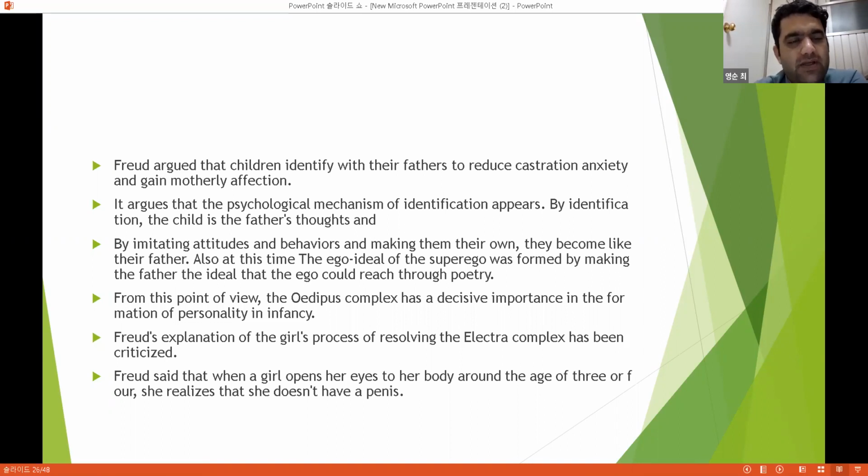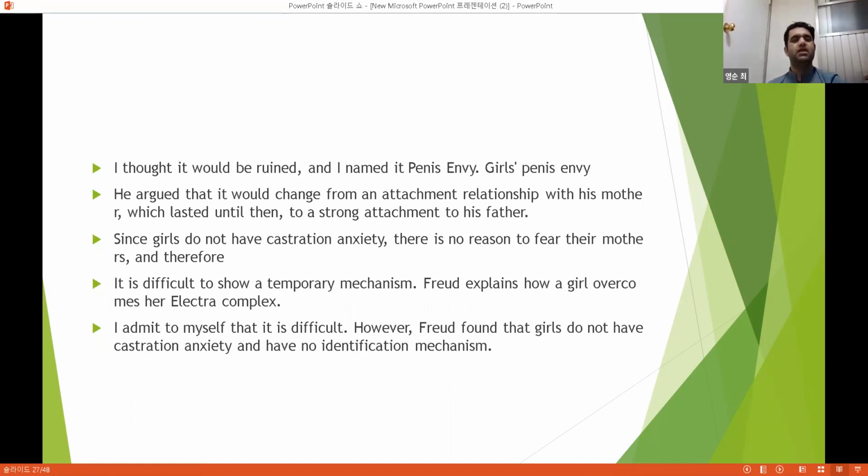Freud said that when a girl opens her eyes to her body around the age of 4, she realizes that she does not have a penis, and he named this penis envy. The girl's penis envy is the situation which is called penis envy. He argued that it would change from the strong attachment relationship with her mother, which lasted until then, to attachment to the father.